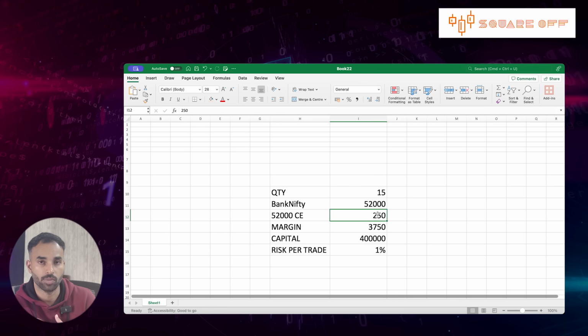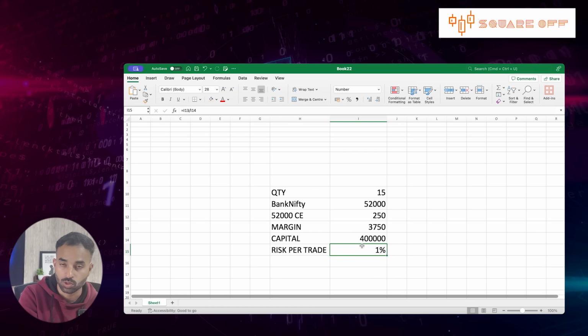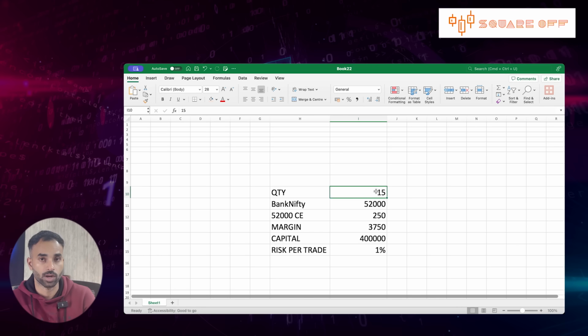And as an option buyer, I do not want to risk more. I wanted to risk only 1% of my capital in this trade. So I'll consider 4 lakhs as my capital. Out of 4 lakhs, if I'm risking only 1%, then even if this option goes to zero, I'm going to lose only 1% of my capital. Correct?